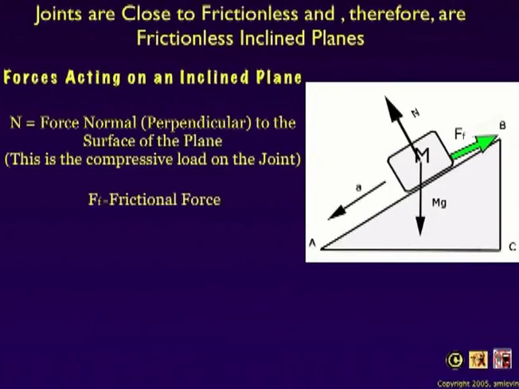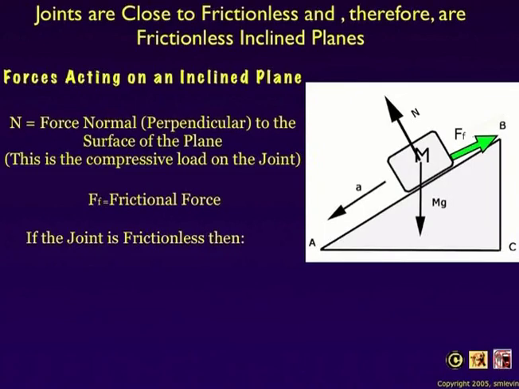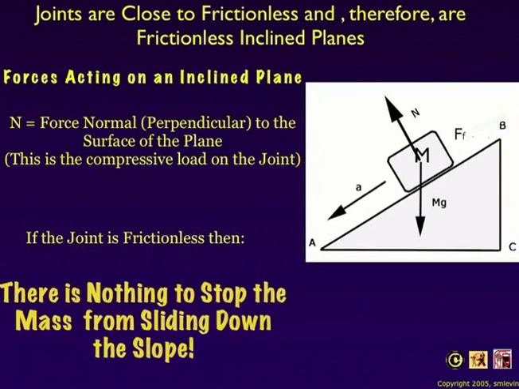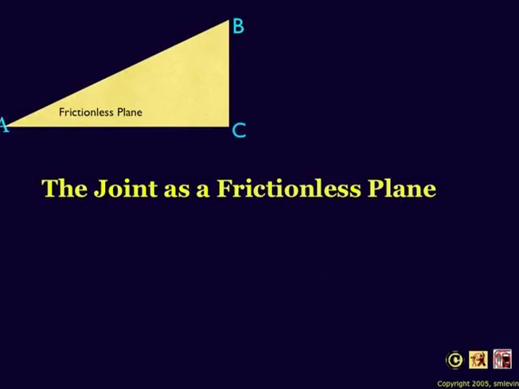F is the frictional force that keeps the mass from sliding down the slope. But if the joint is frictionless, we have a problem. There will be nothing to keep the mass from sliding down the slope. Let's take it to the next level.